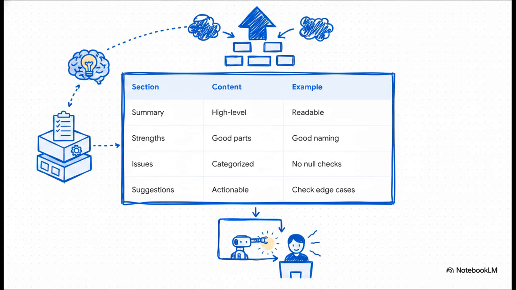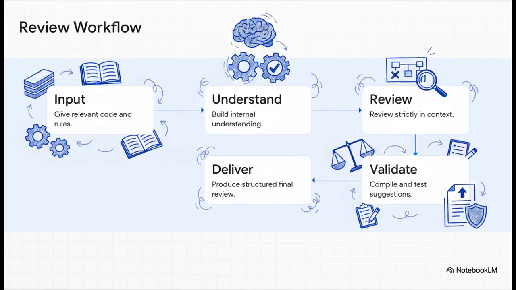A great prompt forces the AI to output 4 very specific sections: a brief summary of the code, a strengths section noting what actually works well, an issues section that categorizes the real risks, and finally, actionable suggestions for improvement. Keep it clear, concise, and highly readable. So let's zoom out for a second and look at the complete review workflow now that we've successfully integrated all 8 of our management rules. It is a really clean, logical progression.